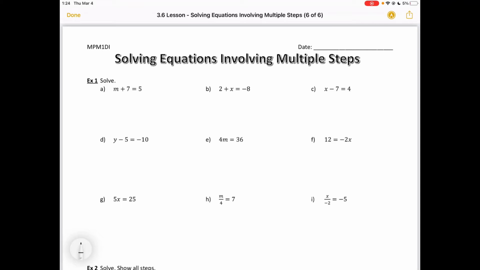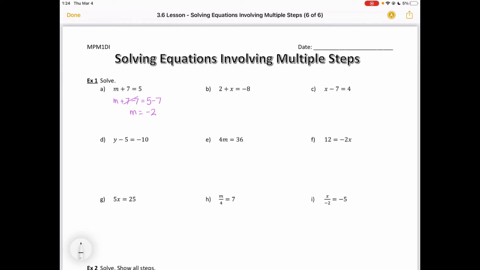This video goes over solving equations with multiple steps. So the first group of examples are ones that we've seen before. Here we are going to do the opposite operation. So we want to get m by itself. So I've got plus 7, I'm going to take away 7, and then I'm going to do the same thing on the other side. Here I've got 0, and on my right side I've got m equals minus 2, which means that my solution to the equation is m equals minus 2.